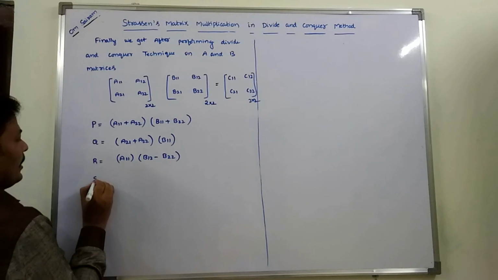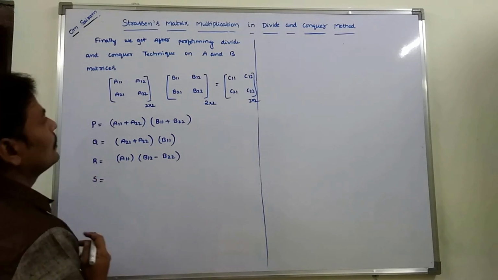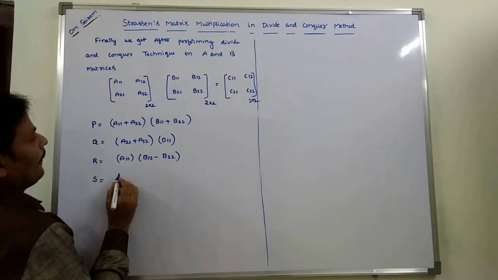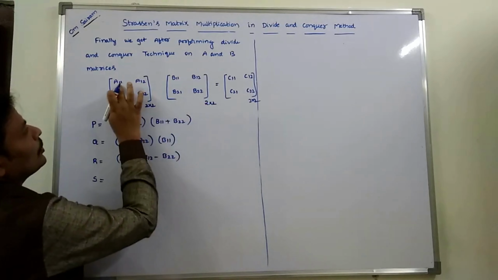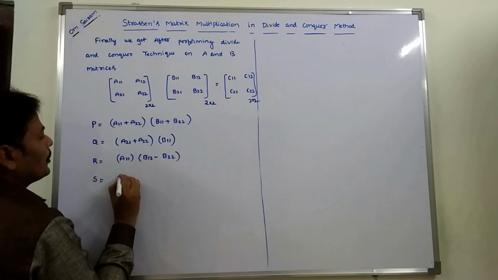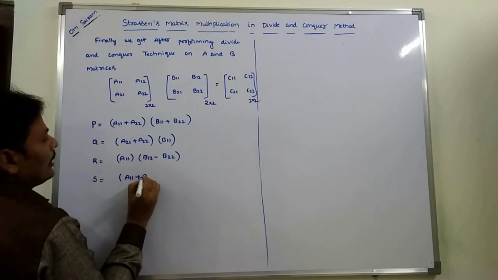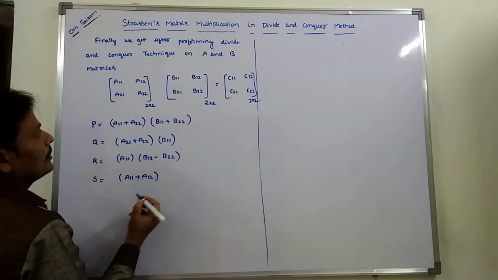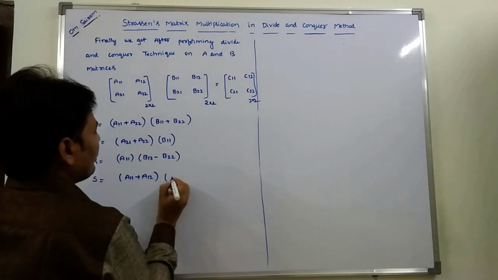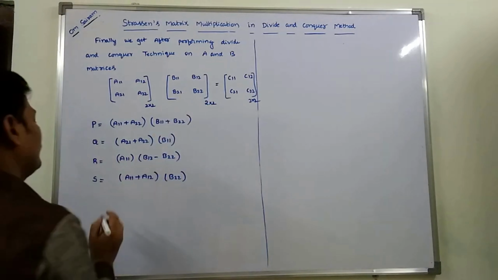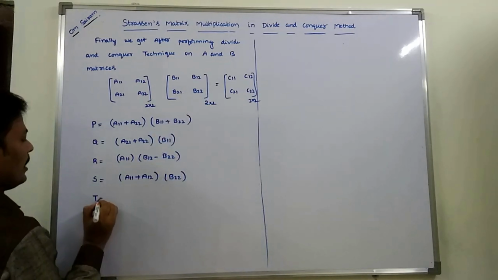Next, S is equal to, we have to combine the first row. So that is A11 plus A12 is multiplied with B22. This one.